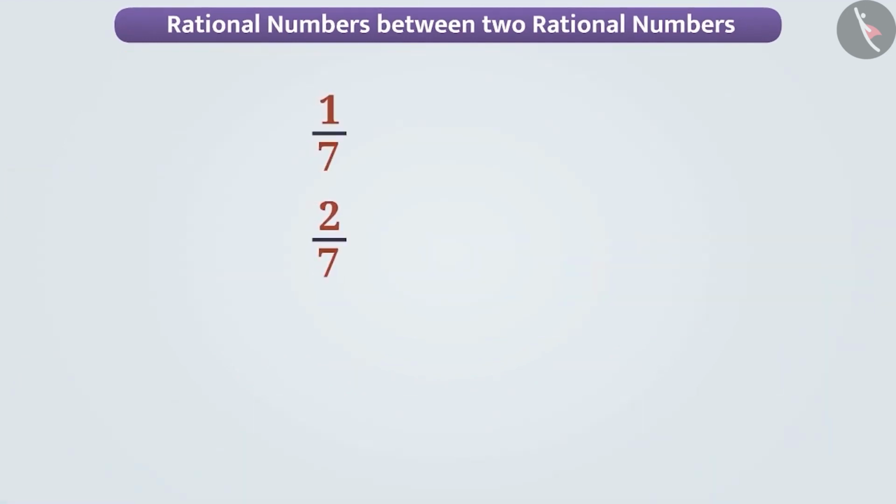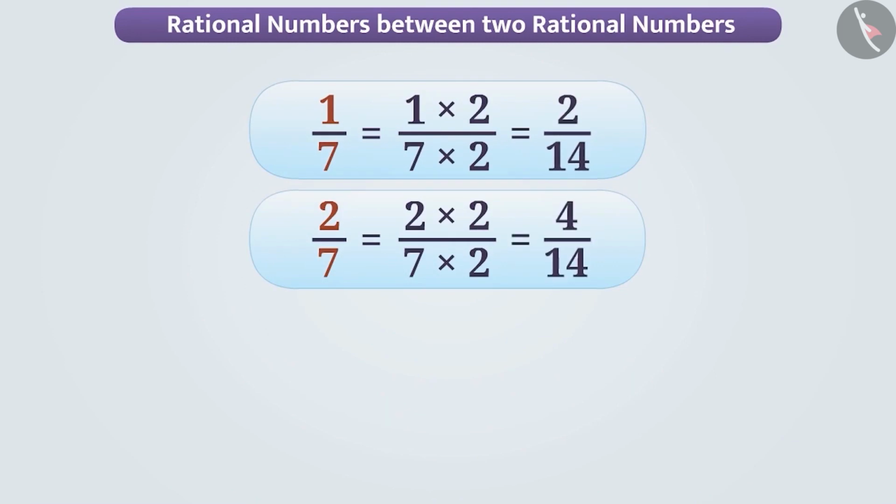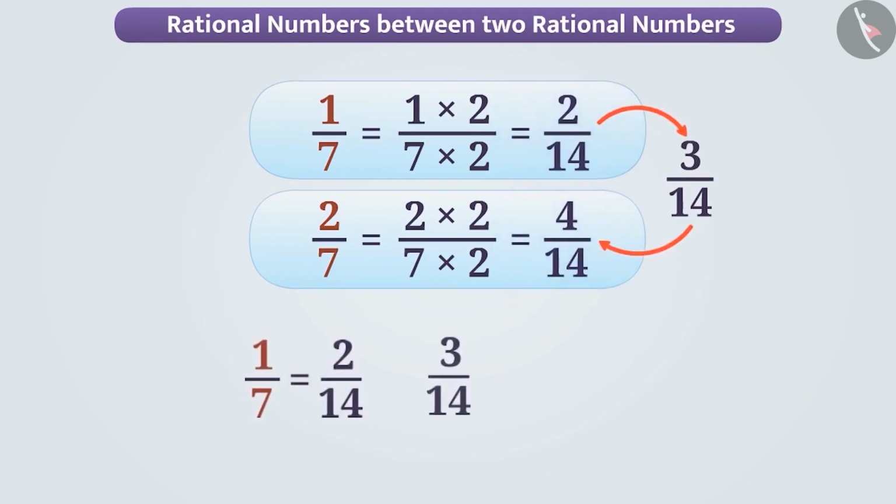For example, if we multiply both the numerator and denominator of 1/7 and 2/7 by 2, then we get equivalent rational numbers 2/14 and 4/14. Now here, 3/14 is the rational number between these two. That is, 2/14 is smaller than 3/14 and 3/14 is smaller than 4/14.